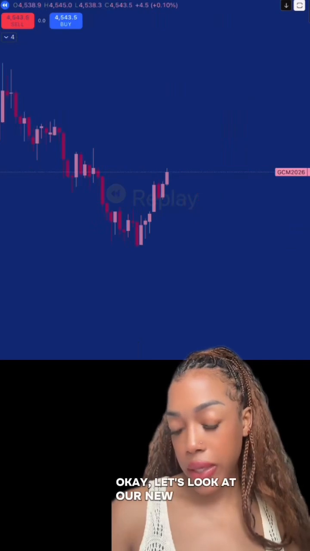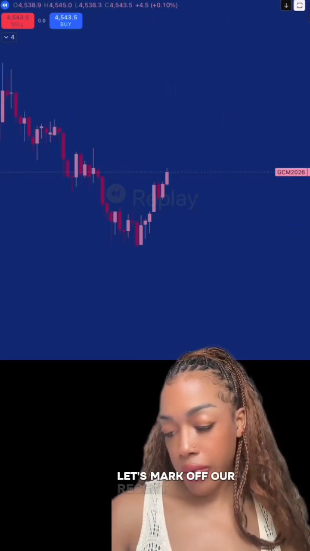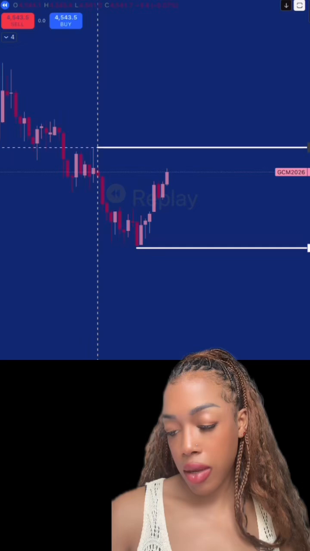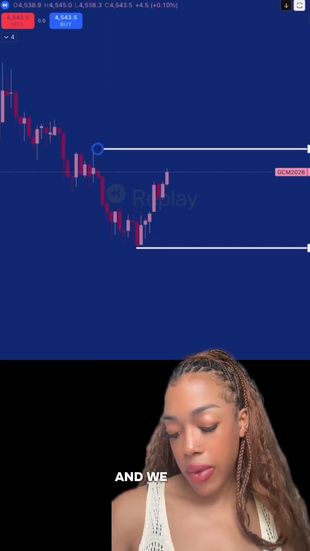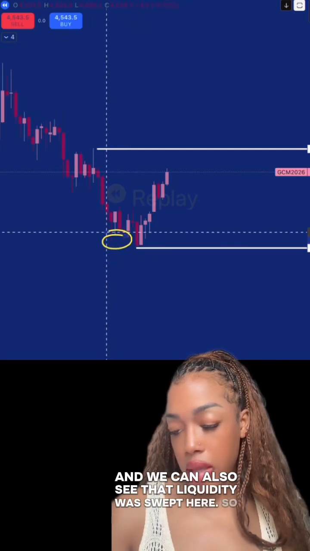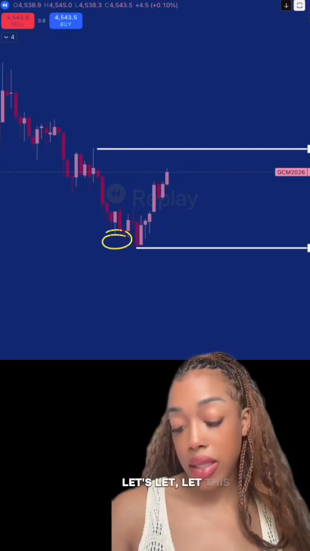Okay, let's look at our new example. Let's mark off our recent high and our recent low. And we can also see that liquidity was swept here. So let's let this play a little bit.